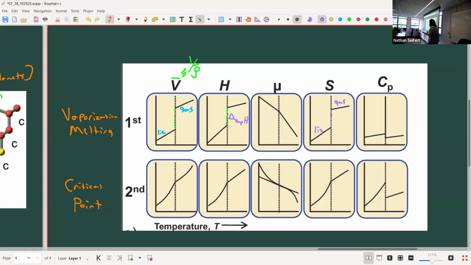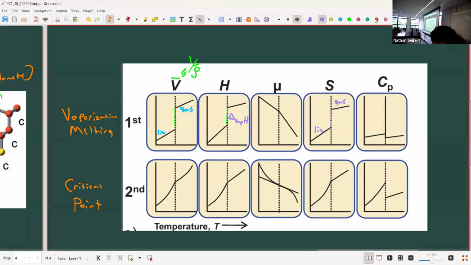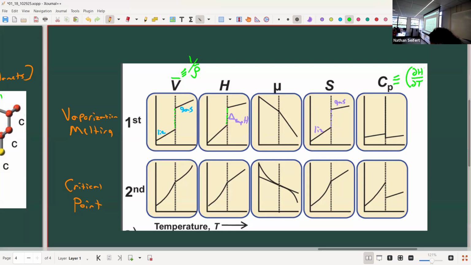Now, what about the heat capacity? Well, remember what the heat capacity is defined by: the derivative of the enthalpy with respect to temperature at constant pressure. So this is just the derivative of enthalpy. Okay, so let's look at that, right? The derivative is just the slope. So at every point up to the boiling point, or whatever point this is, the slope is basically fixed. We know that they slightly curve a bit.